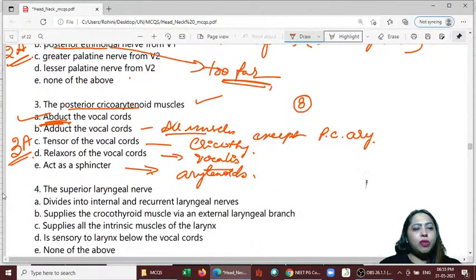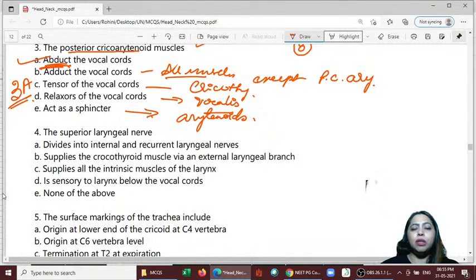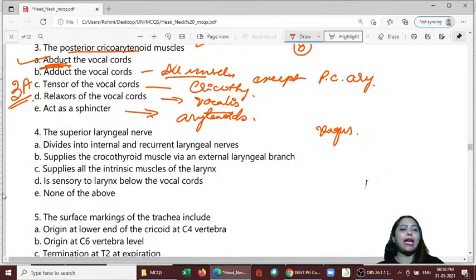Next one, last question we'll take. The superior laryngeal nerve. So there is this vagus nerve which gives branches. Superior laryngeal nerve. What is the correct statement? It divides into internal and recurrent laryngeal, supplies the cricothyroid muscle, supplies the intrinsic muscles of the larynx, is sensory to larynx below the vocal cords. None of the above. Which one is the answer?